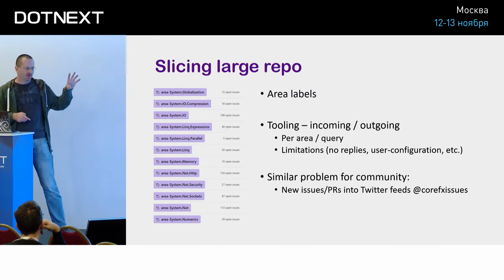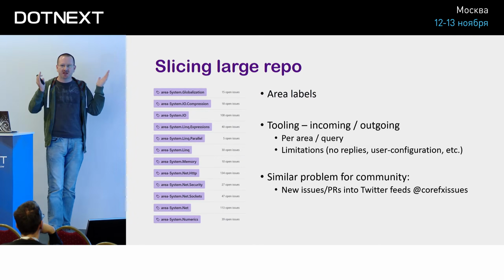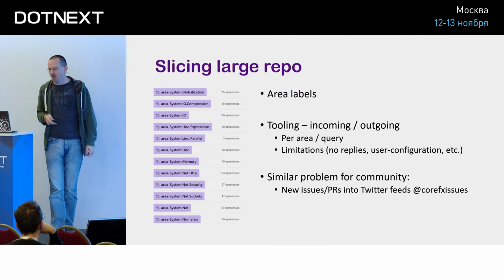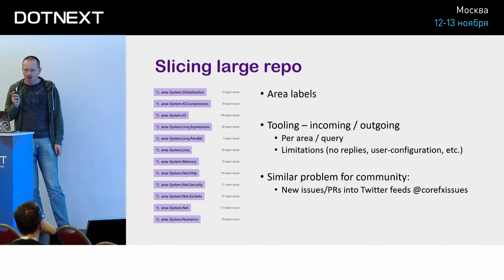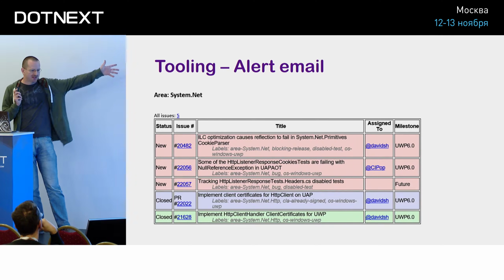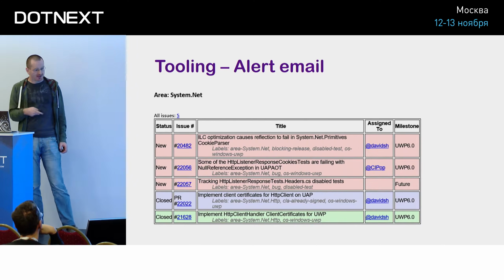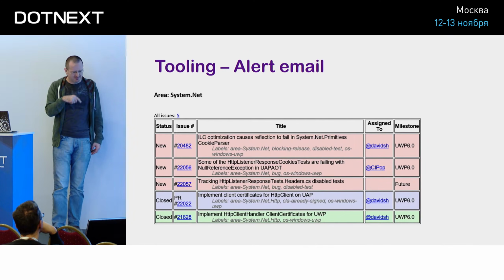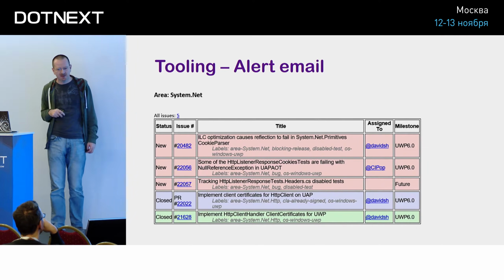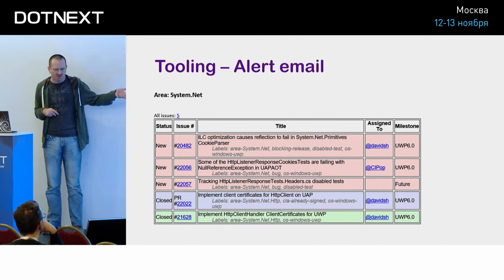So these area issues help our engineers focus on just one thing, their area of expertise. All right. This is roughly how the tooling looks. It's actually for networking, and this is a snapshot from half a year ago, but the principle is the same. So we're talking about UWP 6 here.